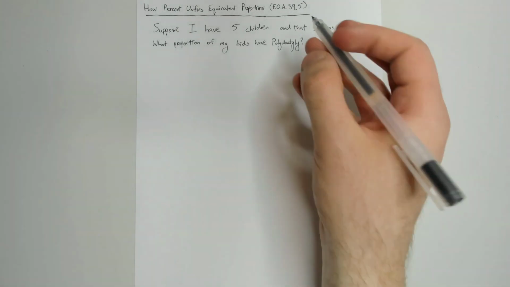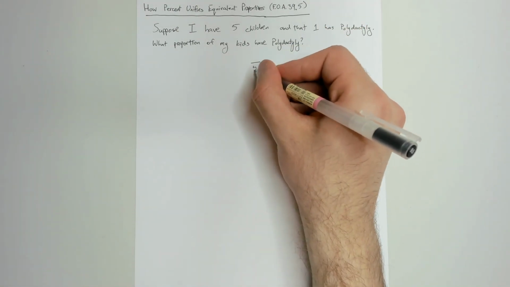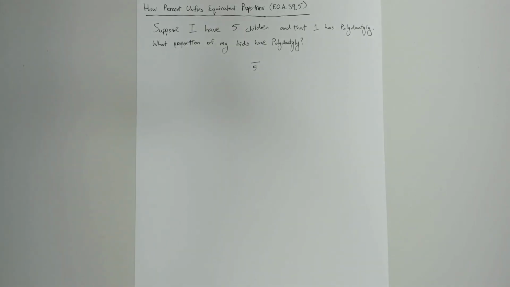Okay, so we know how to do this. We just take the total as the denominator, which is 5 kids, and the numerator, which is the amount who have polydactyly, which is only 1 in this case. So that is our proportion. That's simple, we know how to do that. That's review. Now I'm going to do this again, but I'm going to change up the numbers.